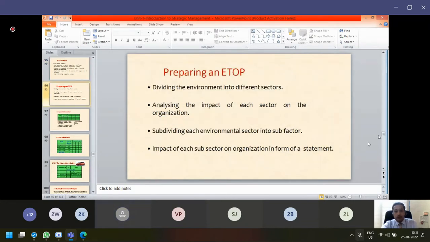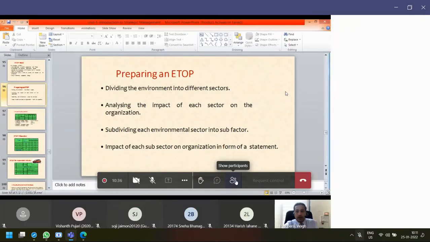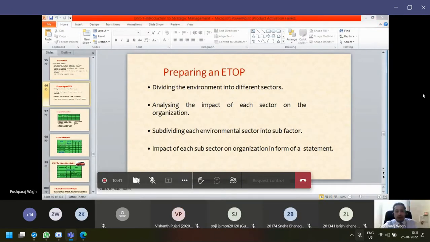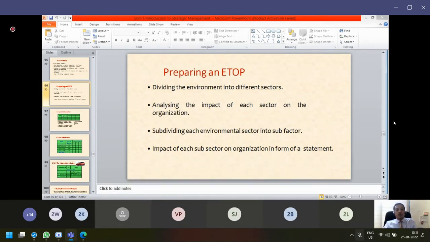So now we will try to prepare an ETOP, that is Environmental Threats and Opportunities Profile. As I told you, there are a few steps that we'll have to follow. First of all, we'll have to divide the environment into different sectors. So the environment can be divided into different sectors like political, social, then environmental, ecological, or technological. All those different aspects we'll have to identify, and then we'll have to divide that environment into different parts.